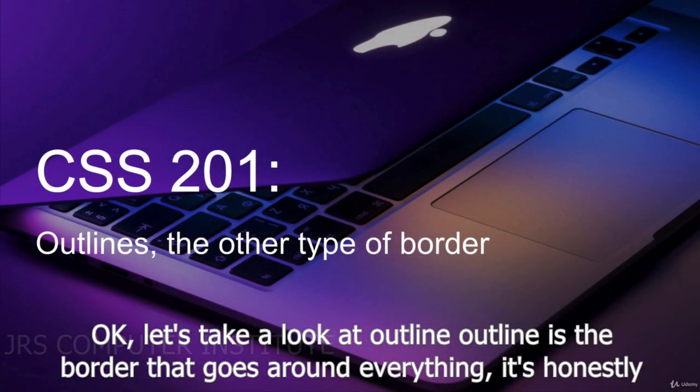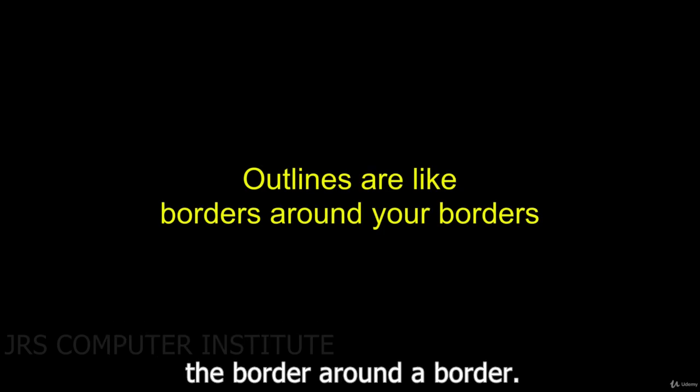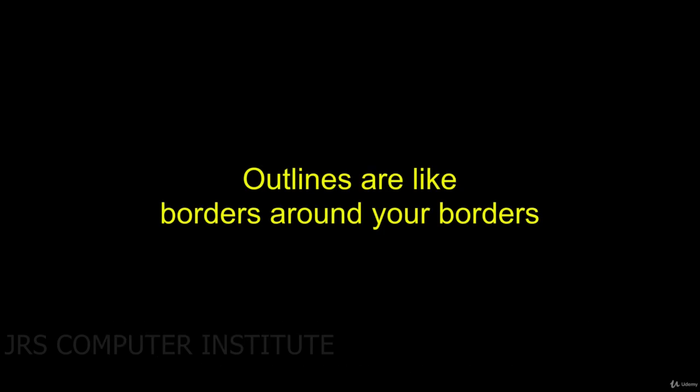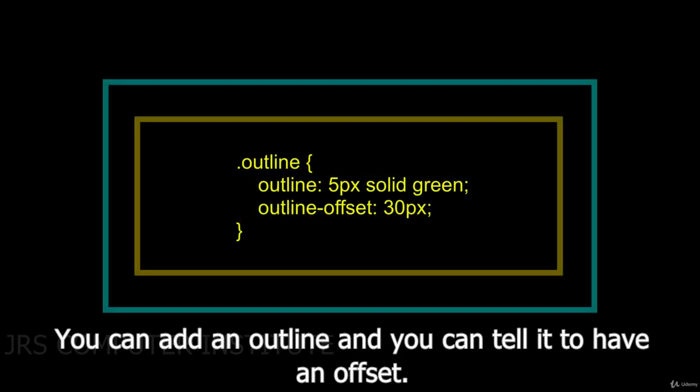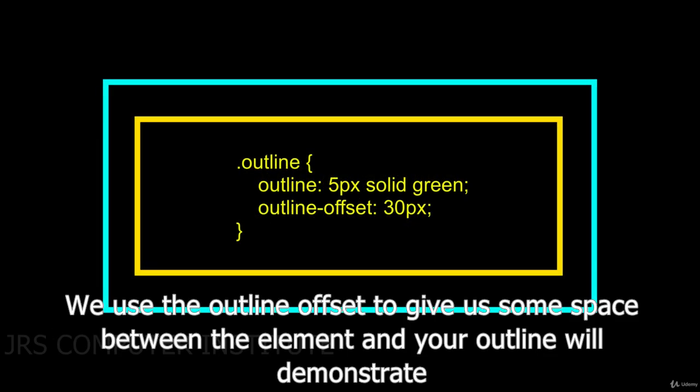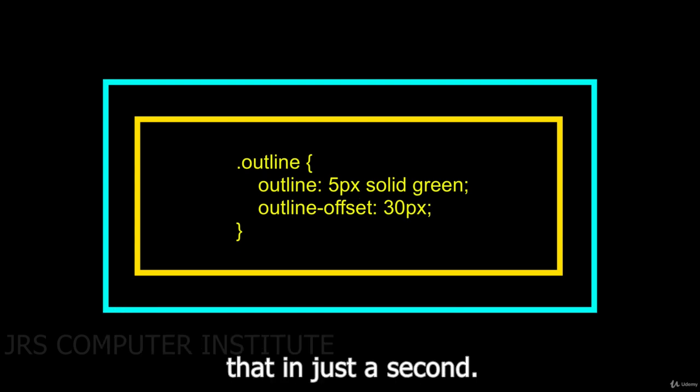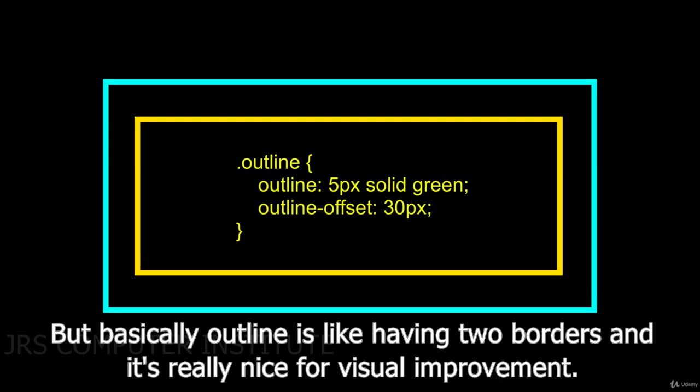Okay, let's take a look at outline. Outline is the border that goes around everything. It's honestly the border around a border. You can add an outline and you can tell it to have an offset. We use the outline offset to give some space between the element and your outline. We'll demonstrate that in just a second. But basically outline is like having two borders, and it's really nice for visual improvement.